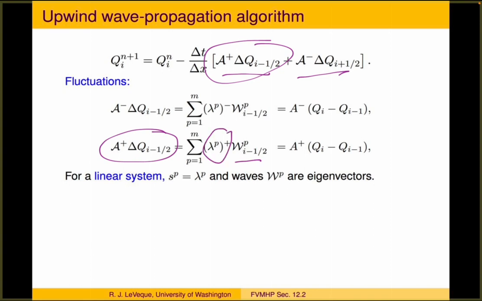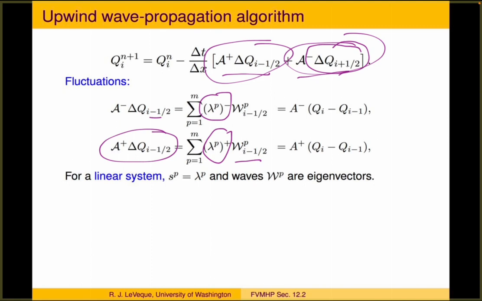So the positive part of lambda p, remember, is 0 if lambda p is negative. And so this is just summing up speed times the wave over the positive waves. And similarly, the A minus delta Q is a similar sum, but using the negative part of each eigenvalue. So we're only summing up the waves that are moving to the left, and they're coming from, well, I wrote the formulas here in terms of i minus a half, but what we actually use is A minus delta Q at i plus a half, so it's the waves that are coming from the right edge of the cell. So it would be the same formula, but with i incremented by 1.